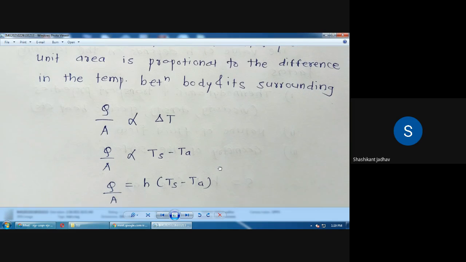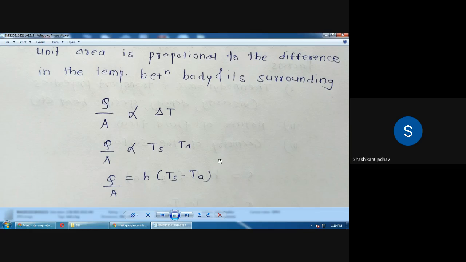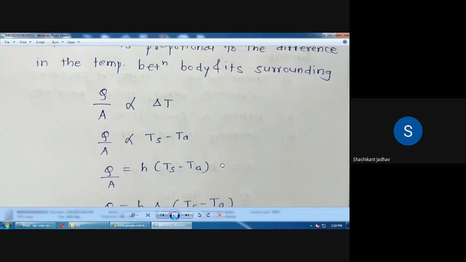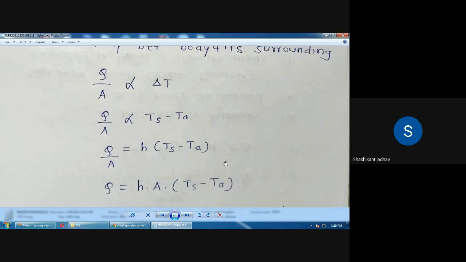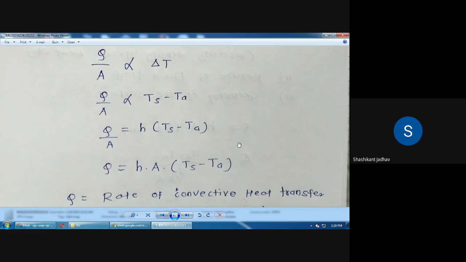Then remove the proportionality sign, so that we have a proportionality constant which is related to convection, that is h. h is nothing but the heat transfer coefficient for convection. So Q by A is equal to h into bracket Ts minus Ta. Take this area to the right hand side, so that we get the equation of rate of heat transfer: Q is equal to h into A into bracket Ts minus Ta.